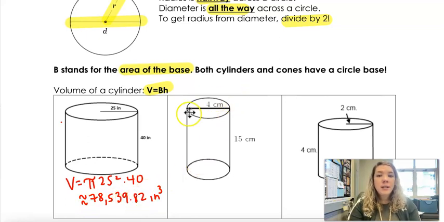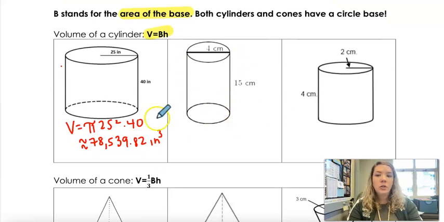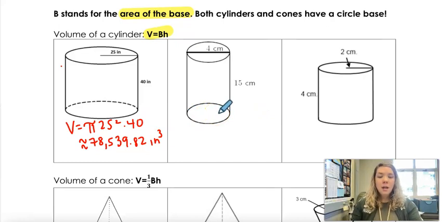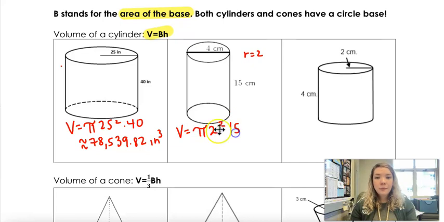Here we have to be careful because they gave us a diameter. Okay, all 3 of these questions are cylinders, so that's all going to be the same process, but you have to make sure you're using radius when you calculate the area of your base. So area of my base here, half of 4 is 2. My radius is 2. So area of my base is pi r squared, and then we have to multiply by height. So this is what I'm going to type into my calculator.